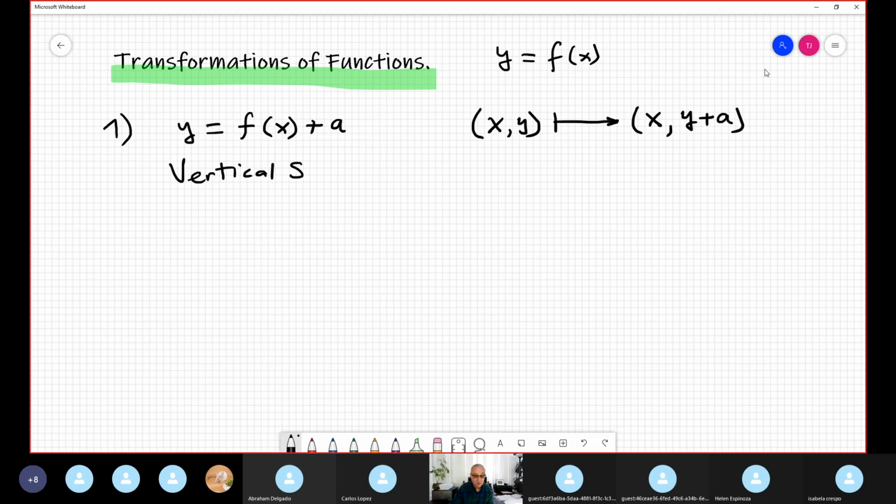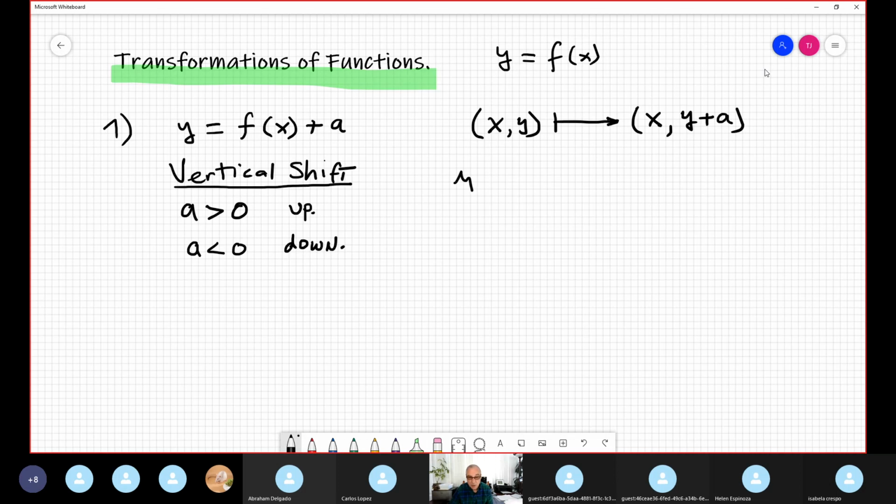Vertical shift. Suppose that a is positive, then the transformation is going up. If a is negative, it's going down. After, you see the animation, you see clearly. But basically, vertical shift motion has no deformation, no zoom in, no zoom out. It's only move, in one of the directions. For example, do you understand this?